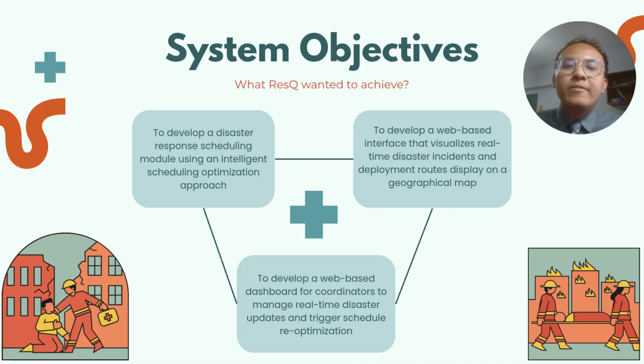Now, for the system objectives, what Rescue wants to achieve is, first, to develop a disaster response scheduling module using an intelligent scheduling optimization approach. Second is to develop a web-based interface that visualizes real-time disaster incidents and deployment routes displayed on the geographical map. It is important for me to emphasize that this project focuses entirely on scheduling optimization, not route optimization. While the map displays the path, it is intended strictly for situational awareness and uses the default setting of the map provider. This allows the coordinator to see incident locations and the station markers without the system calculating customized off-road paths or complex vehicle-specific routing. And finally, it is to develop a web-based dashboard for a coordinator to manage real-time disaster updates and trigger schedule re-optimization.